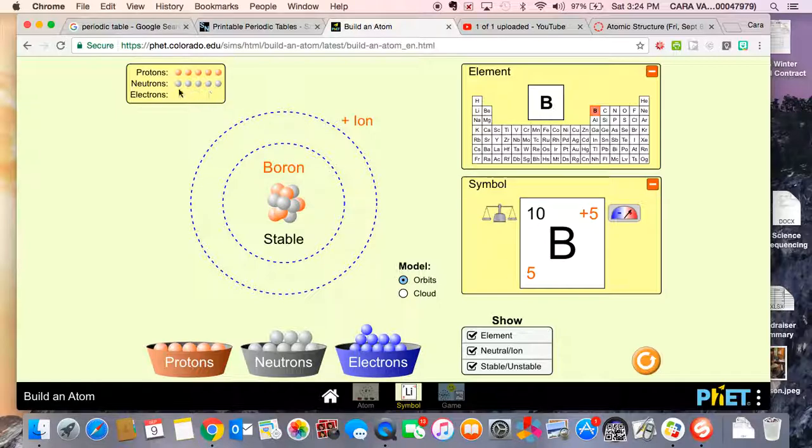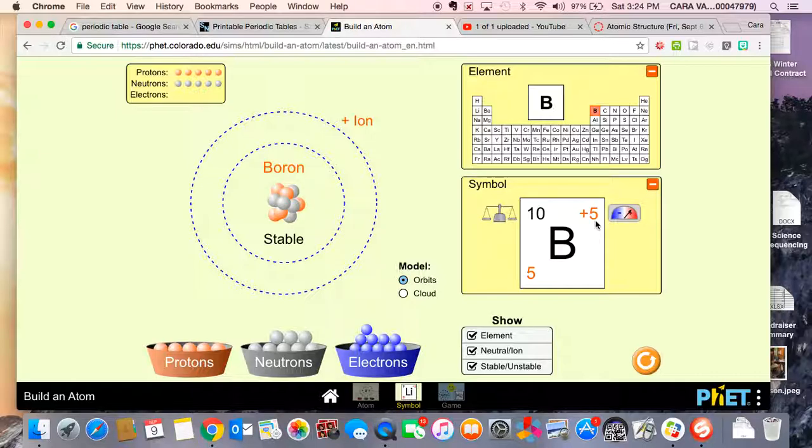If we look up here, we see that we have 5 neutrons and we have 5 protons. Well, 5 and 5 is 10. So when we're looking at isotopic notation, the top number is always our mass number, the bottom number is always our atomic number. And then over here we see we've got some charge stuff going on.